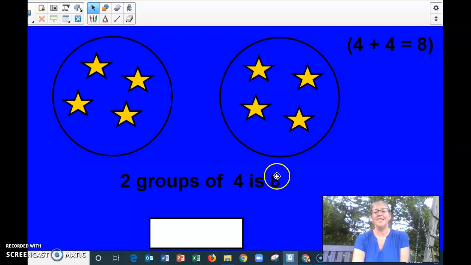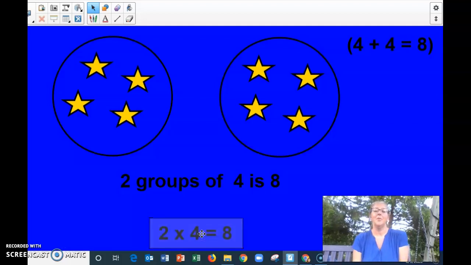So again, if we take this written sentence down to a multiplication fact, we're going to show 2 times 4 equals 8. And that tells us the total number of stars that we have.